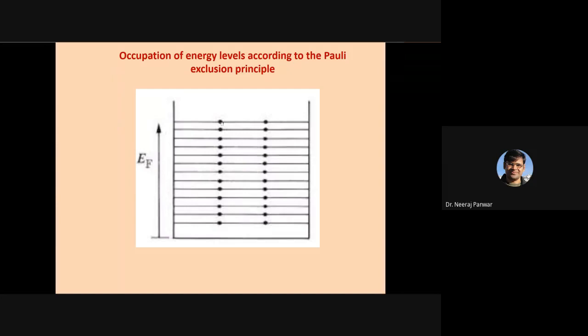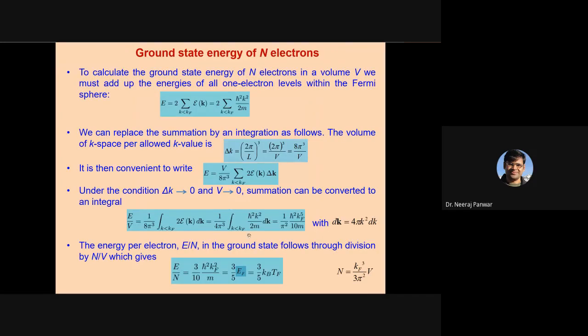And when the temperature is raised, only those electrons which lie very close to the Fermi level will be excited, and the electrons which lie deep in this well will not be excited because the states above them are already filled. We also calculated the zero-point energy, or the average energy associated with the electron gas at T equal to 0 Kelvin, and it is 3/5 epsilon F.